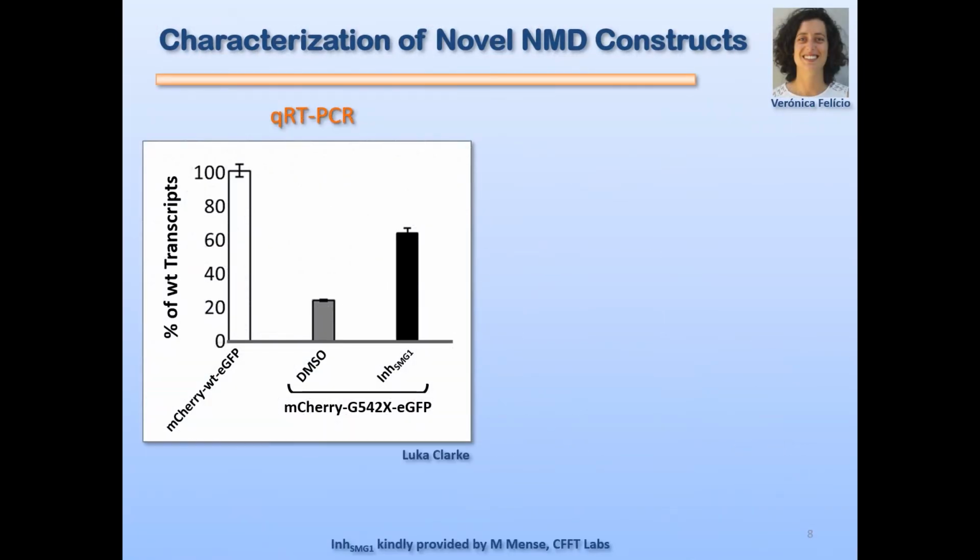So here I am showing the characterization of that novel construct, the mini gene, and the data included in this graph are quantitative RT-PCR from the wild-type mini gene. So this is the white bar on the left. And in comparison to the mutant, the G542X mutant mini gene, we can see that the levels of messenger RNA resulting from the mutant are highly reduced versus the wild-type.